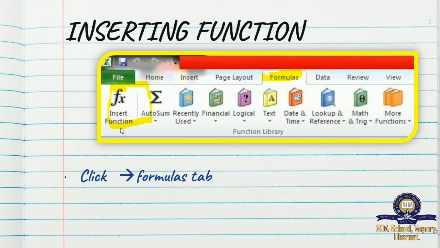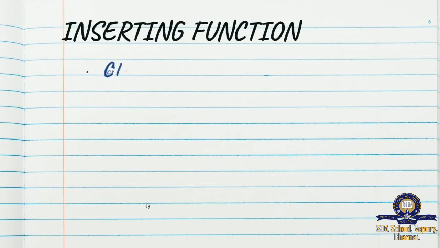The steps to insert a function are: click the formulas tab, then click insert function. Once again, I'll repeat. For inserting a function, you have the formulas tab. So click onto the formulas tab, then click onto this insert function. Finally, you will get the formulas so that whatever formulas you need, you can just insert it in MS Excel. Understood?